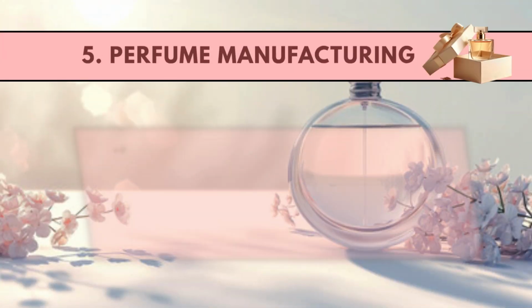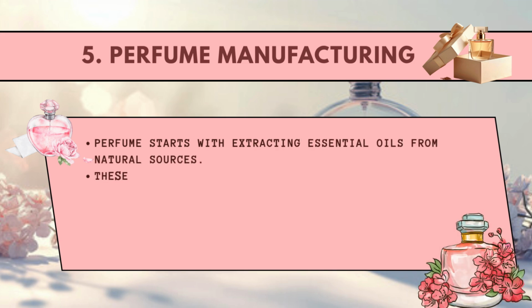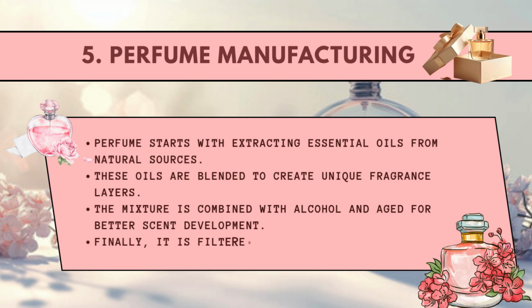5. Perfume manufacturing. Perfume starts with extracting essential oils from natural sources. These oils are blended to create unique fragrance layers. The mixture is combined with alcohol and aged for better scent development. Finally, it is filtered and bottled for use.